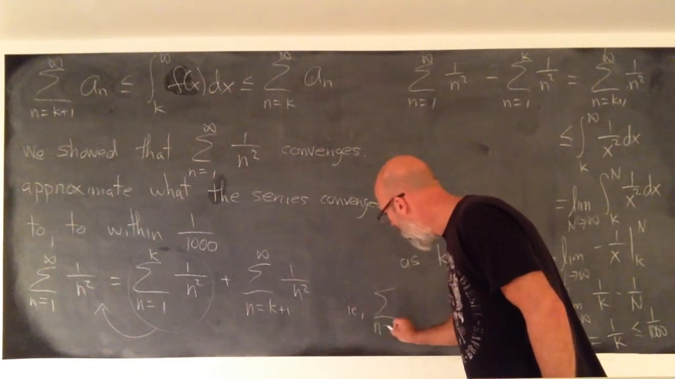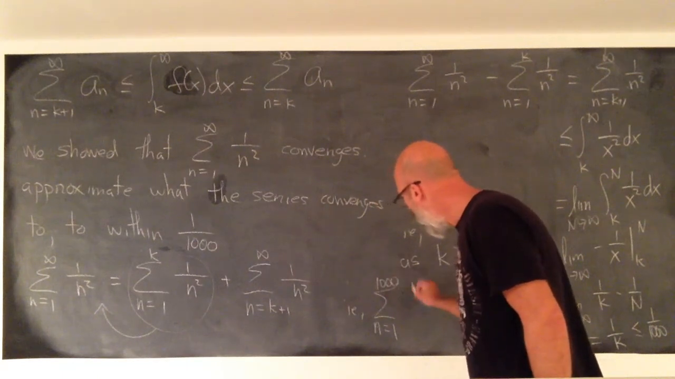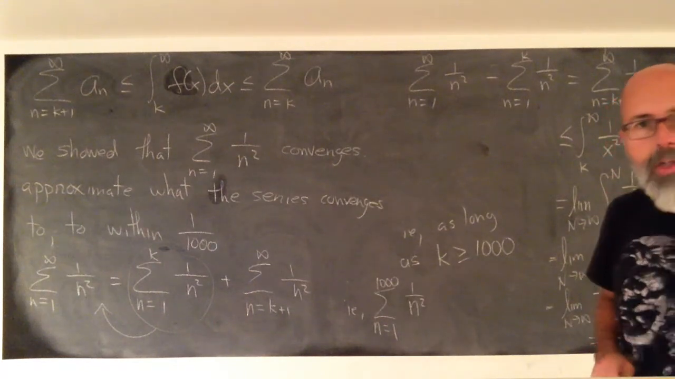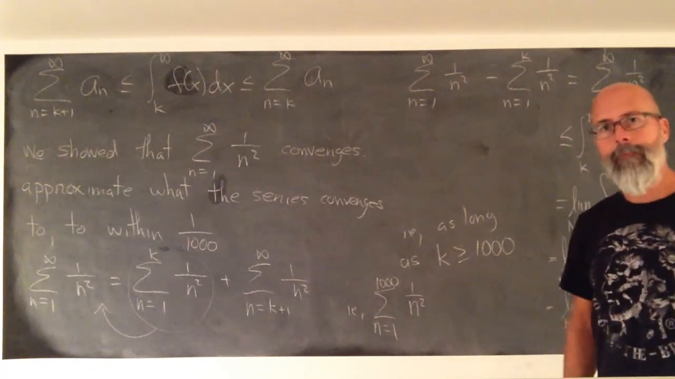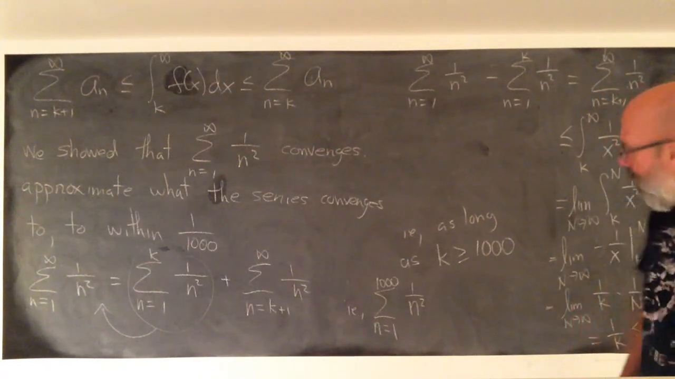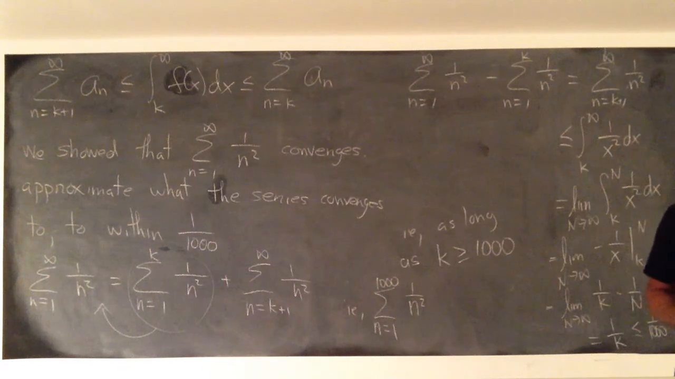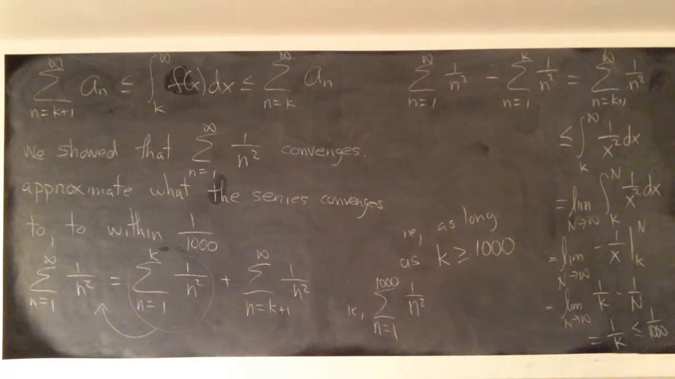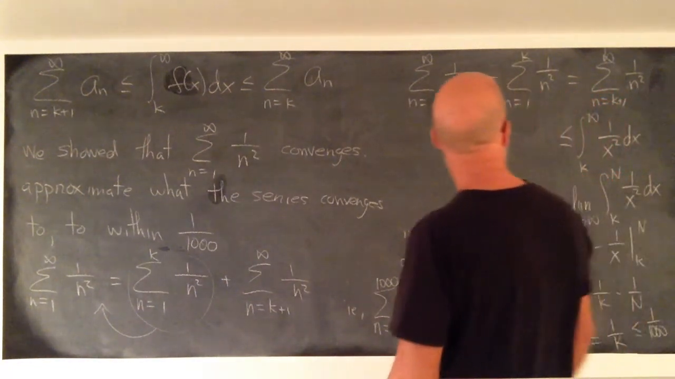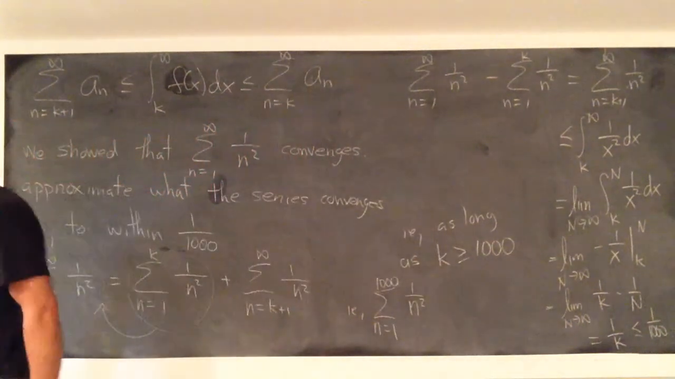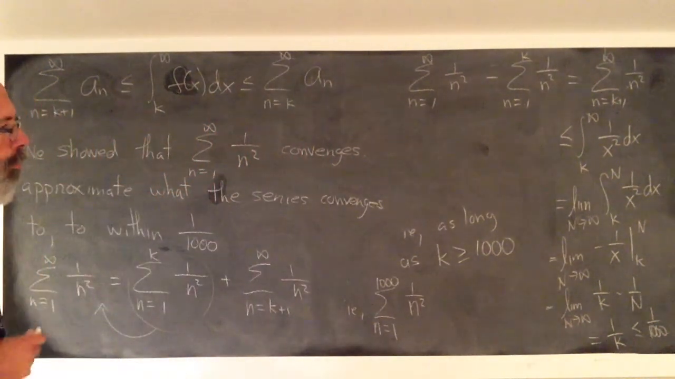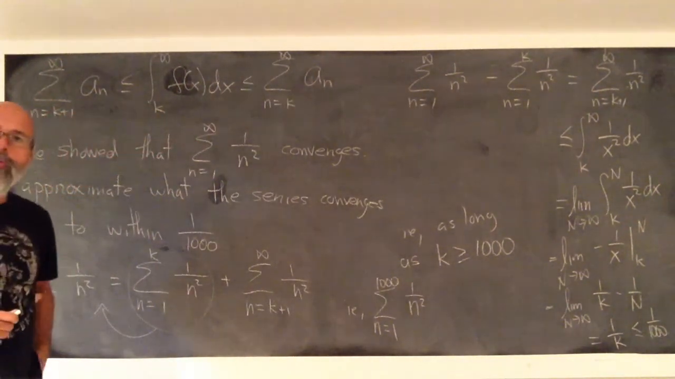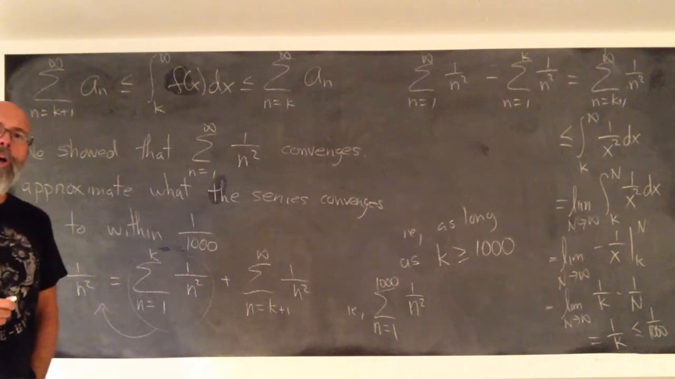So what are we saying? If you add the first 1,000 terms using a computer, say, you're going to get some number. And that number is going to be an approximation to what the series converges to. How good of an approximation? To within 1 over 1,000. And there it is. So now we can use the integral test, or the result in the proof of the integral test, to help us approximate series.